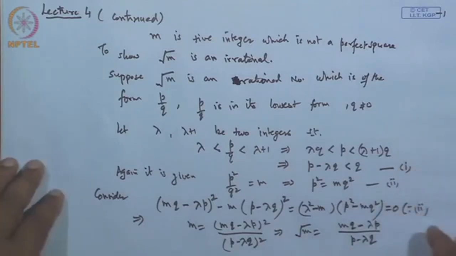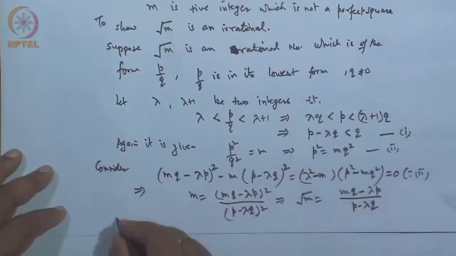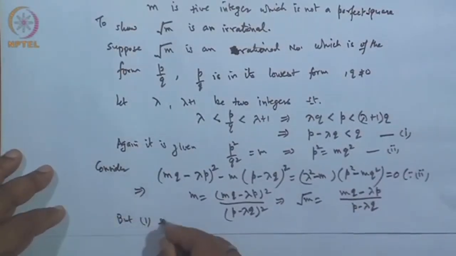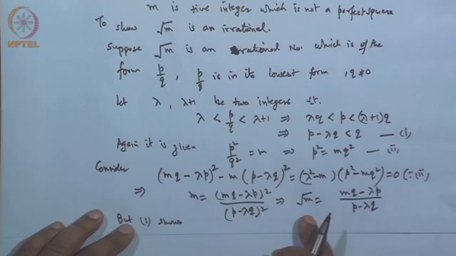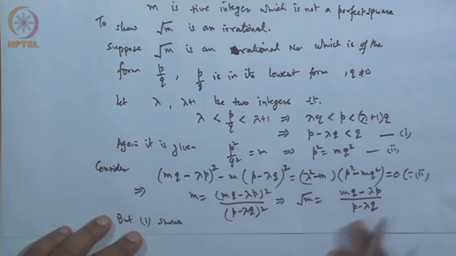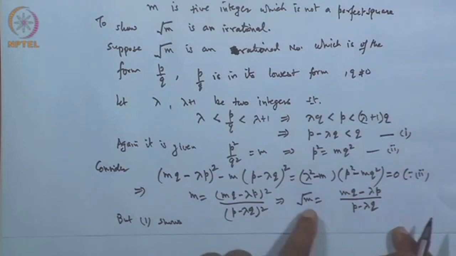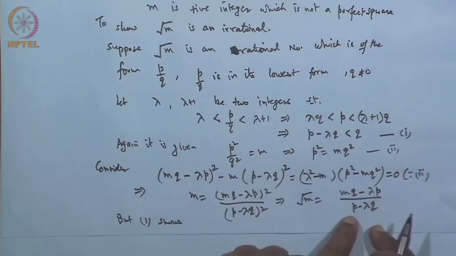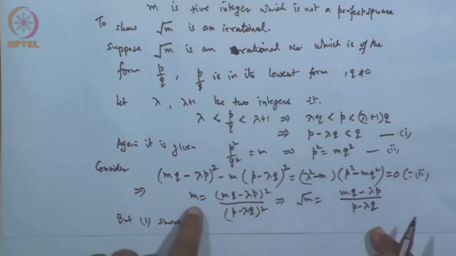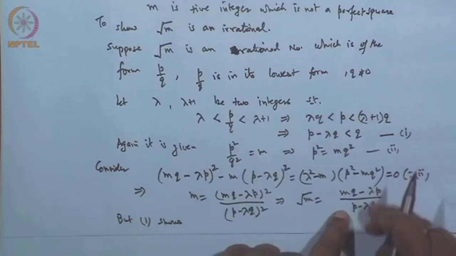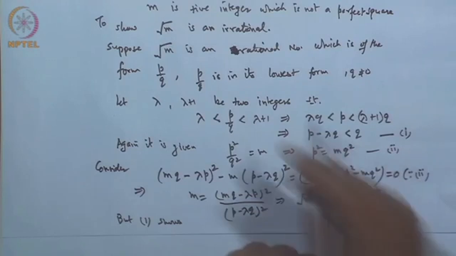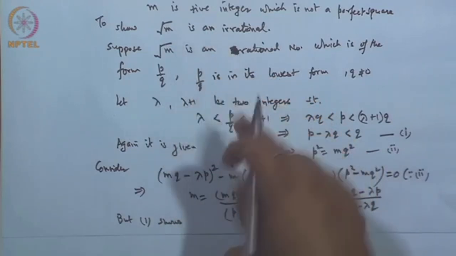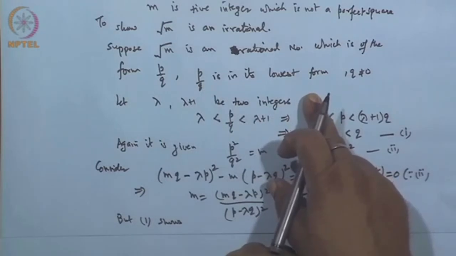So from 1, this shows that square root of m can be written in another form, where the numerator is this and the denominator is this, which is lower than the denominator q which we have assumed. But we assumed p by q is in its lowest form. So a contradiction exists.